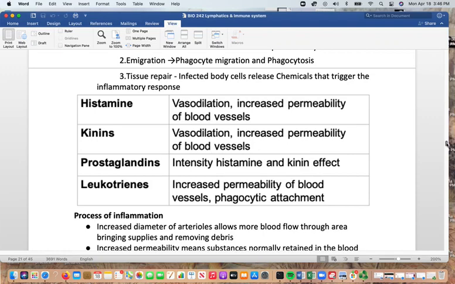So we have multiple chemicals that are going to work at doing inflammation. Histamine is a big one. It's going to cause vasodilation. It will increase the permeability of the blood vessels. The kinins are going to do the same thing. The prostaglandins, they are going to help to control the intensity of the histamine and kinin effect. And then the leukotrienes increase the permeability of the blood vessels and phagocytic attachment.